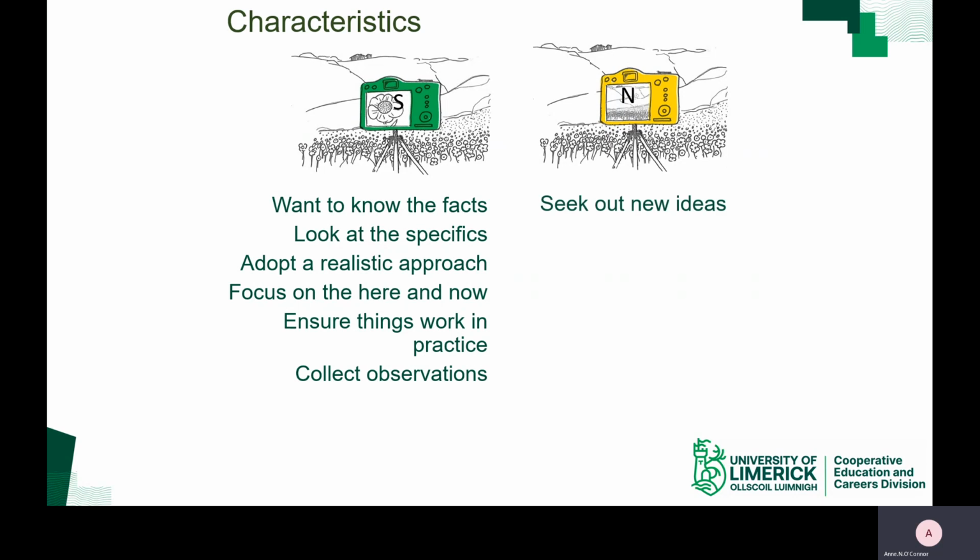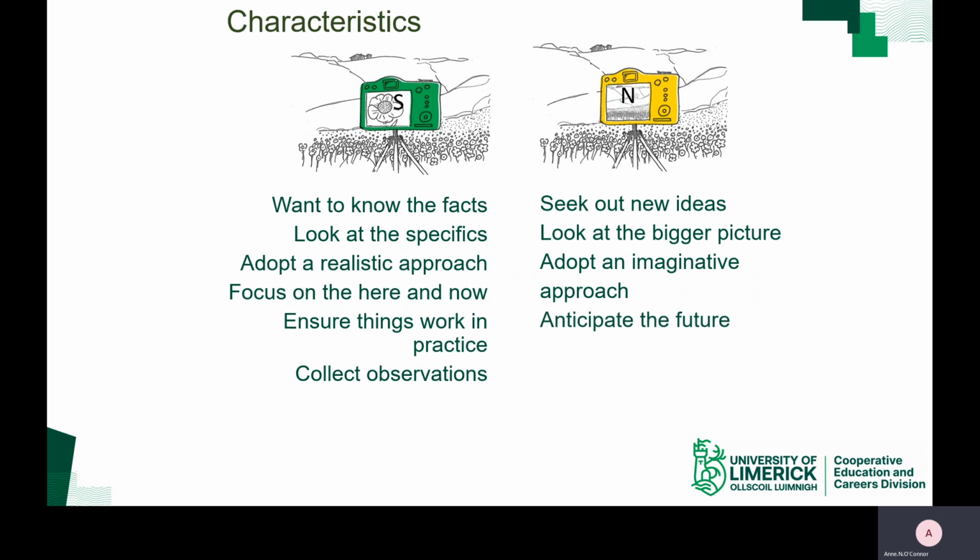If you have a preference for N, you seek out new ideas. You look at the bigger picture, adopt a really imaginative approach, and anticipate the future. So you're really looking into the future. You ensure things work in theory, though they may not work in practice, and you use conceptual frameworks.